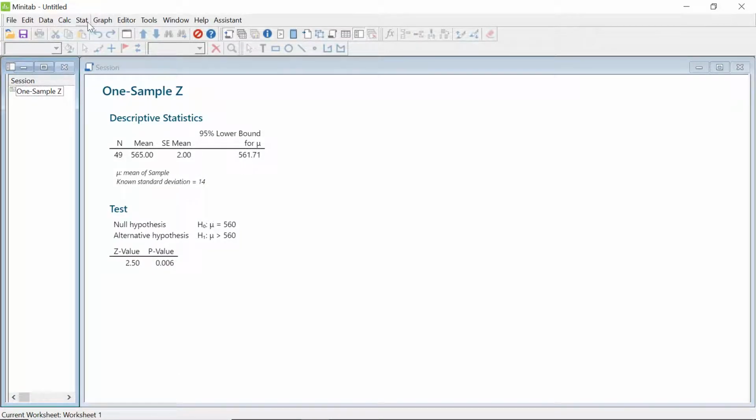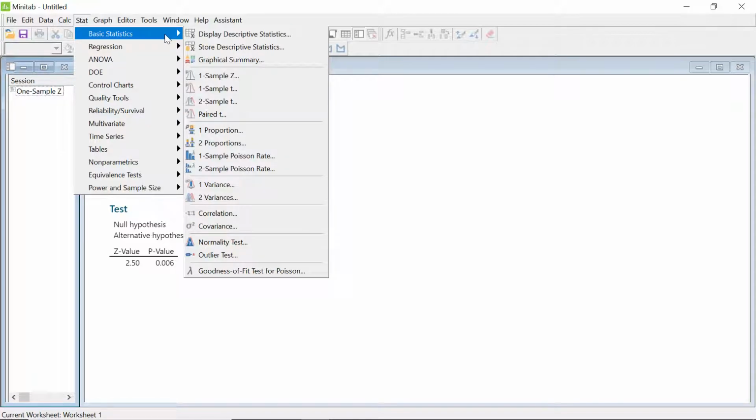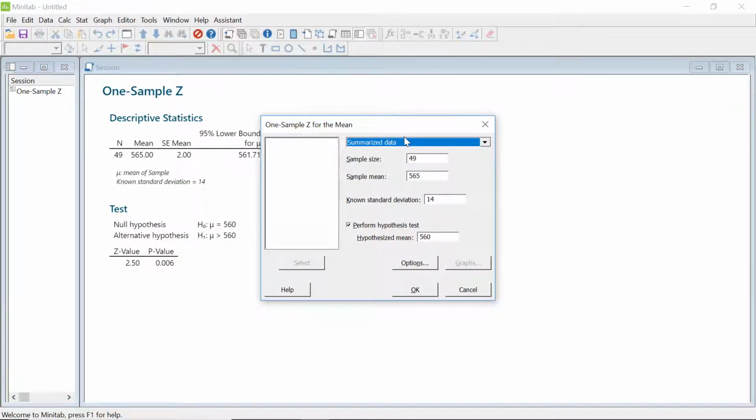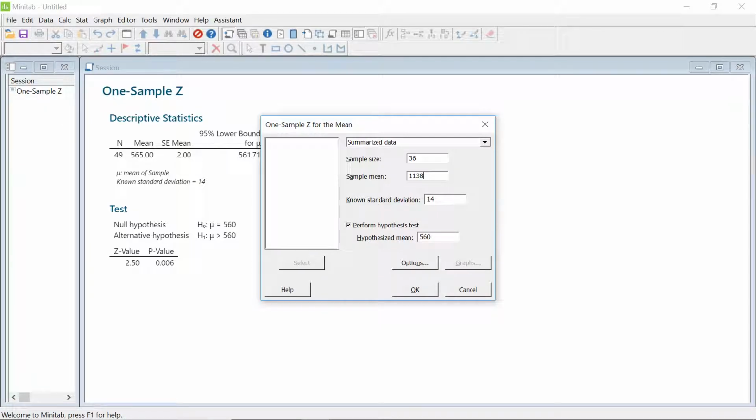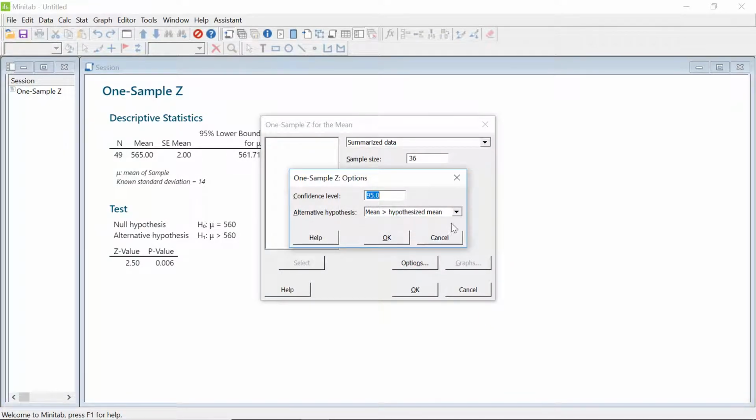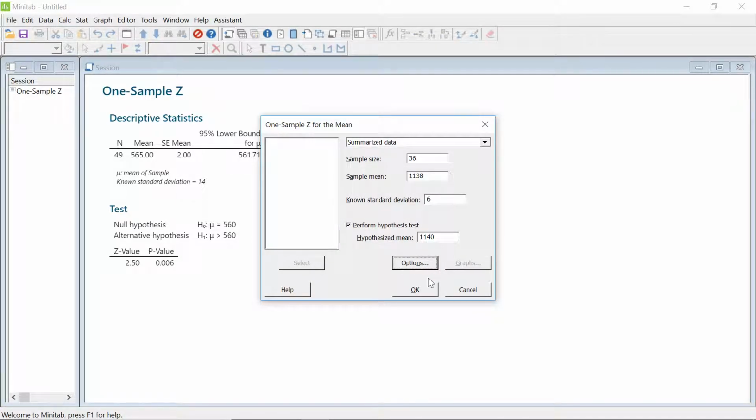We go back to our Minitab, Stat, Basic Statistics, One Sample Z test. Our sample size has now changed, it has become 36. Our sample mean is 1138 and our standard deviation is 6. We perform the hypothesis test. We wanted it to remain 1140, and now we will change our alternate hypothesis to not equal to.